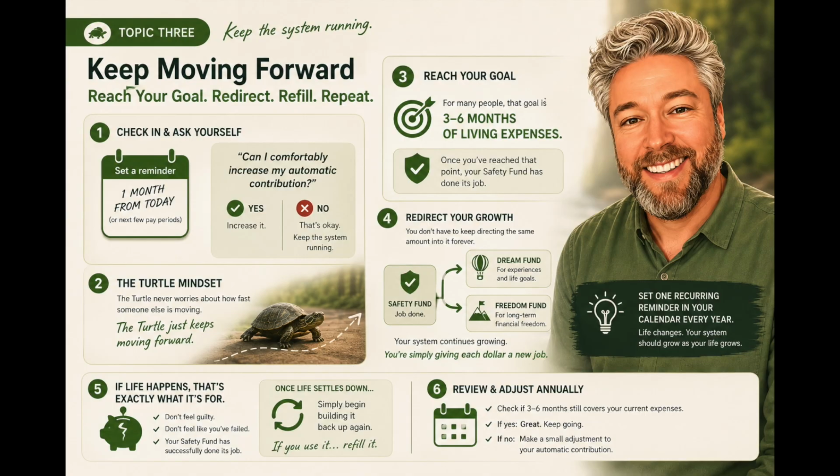For many people, that goal is going to be the 6 months of living expenses. Once you've reached that point, the safety fund has done its job. You don't have to keep directing the same amount of money into it forever. Instead, you can redirect those automatic contributions towards your dream fund and/or your freedom fund. Your system continues growing. You're simply giving each dollar a new job from this point forward.